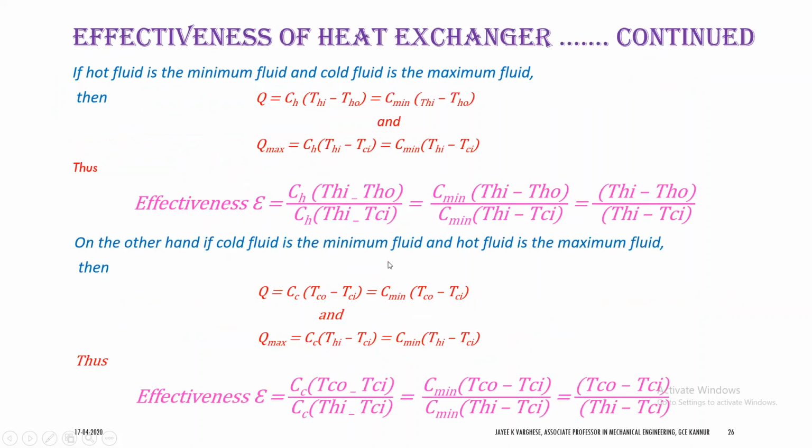So if we go to the next slide, we can see that if the hot fluid is the minimum fluid, assume that hot fluid is the minimum fluid. Actual heat transfer can be written as Q is equal to CH into Thi minus Tho. We call this C min, equal to CH. So we write this equation as C min into Thi minus Tho.